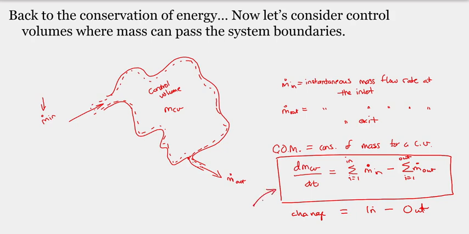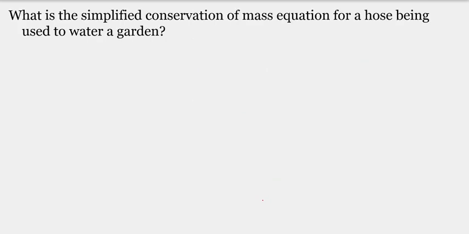All right, now having that in your head, what I want you to do is to write the simplified conservation of mass equation, just using variable notation, for a hose that's being used to water a garden. So draw the system boundaries, label the mass transfers, and then use all that information to write a simplified conservation of mass equation. Okay, we'll talk about that next time.